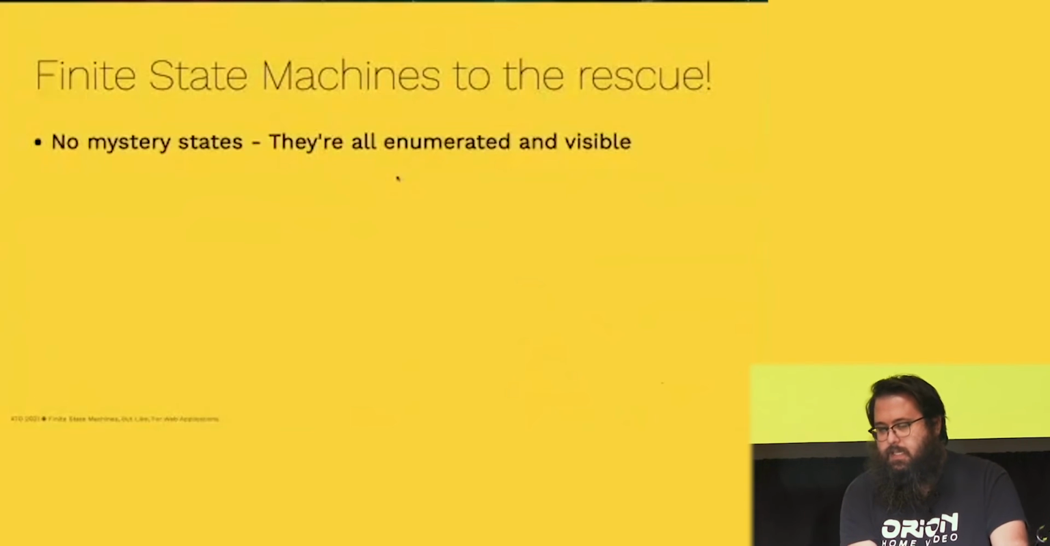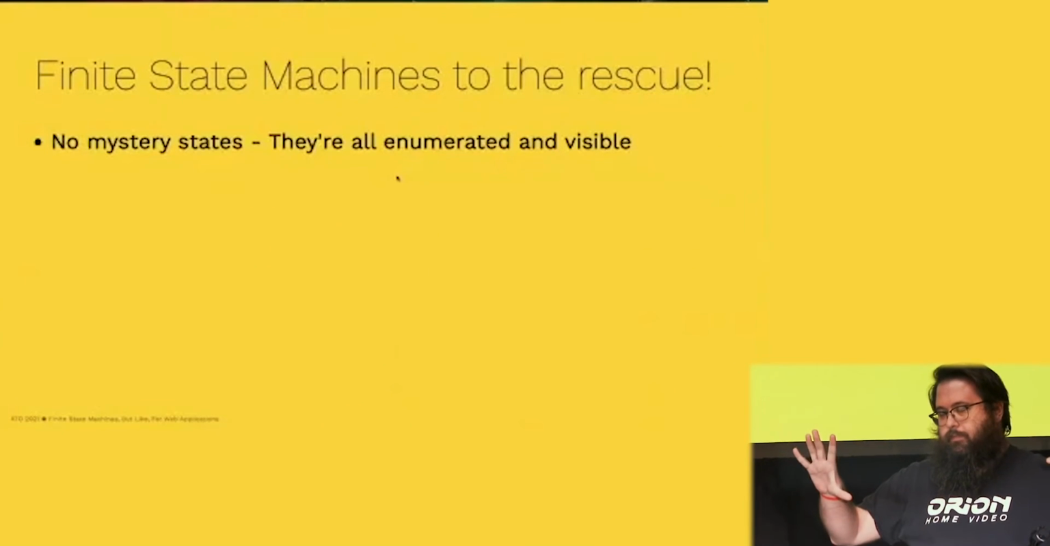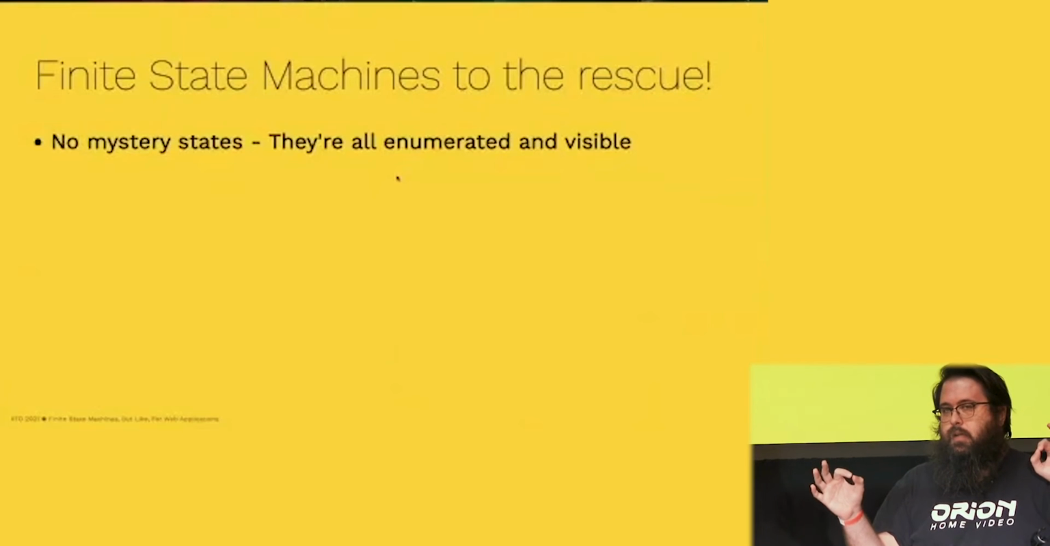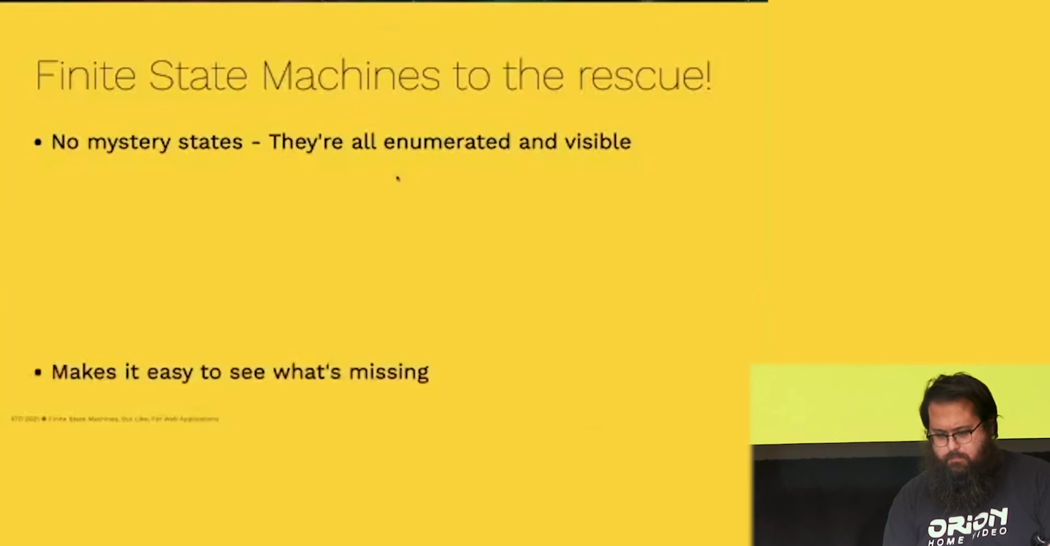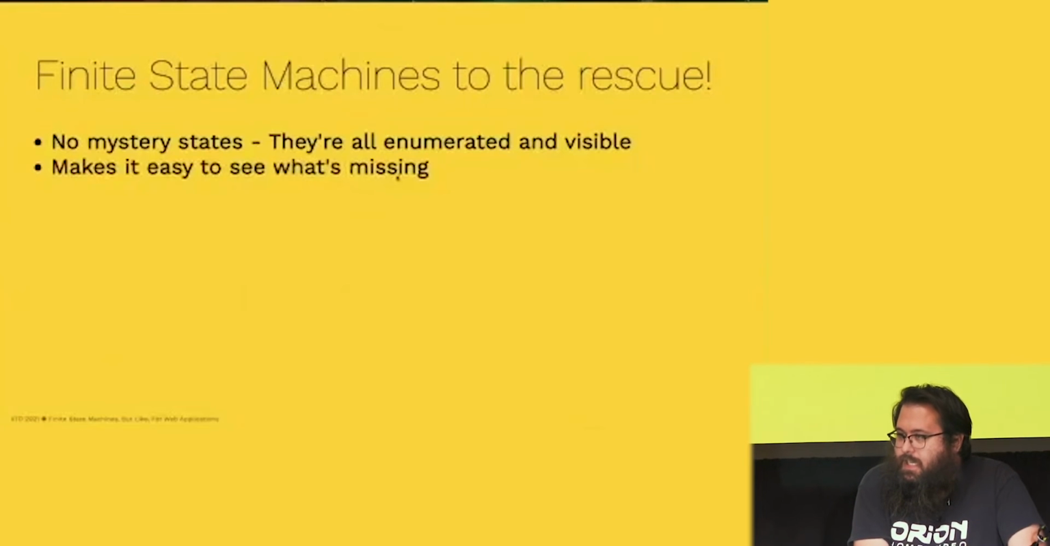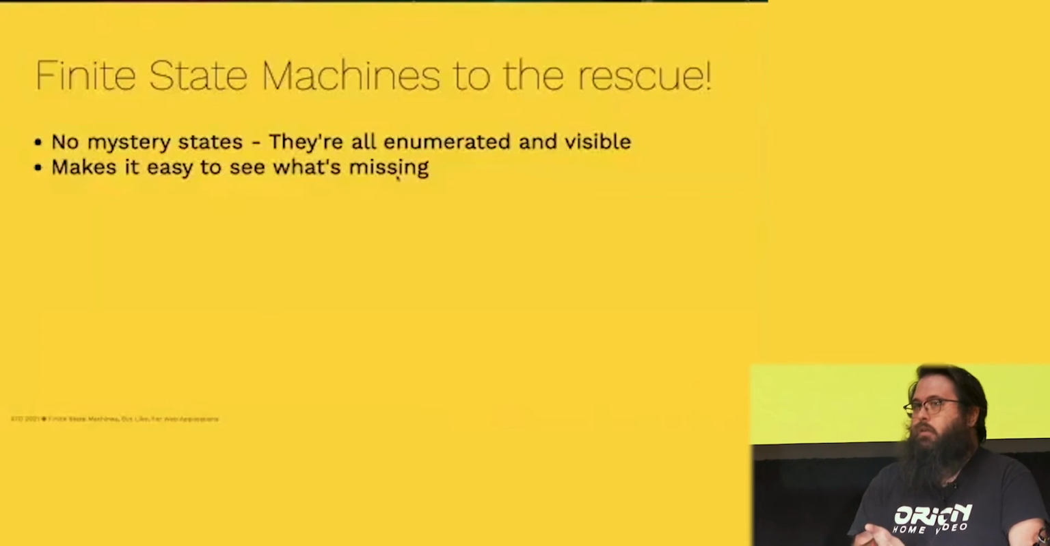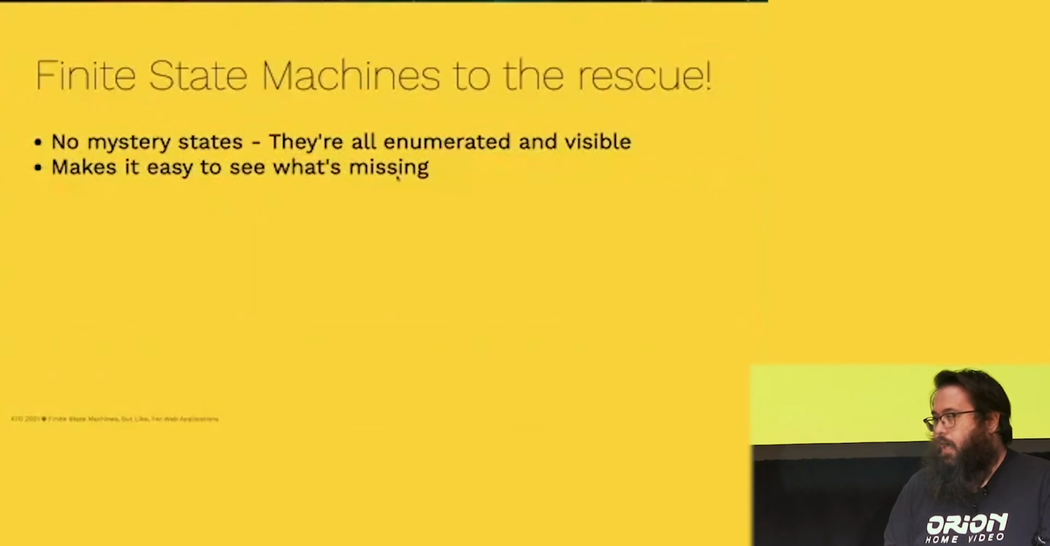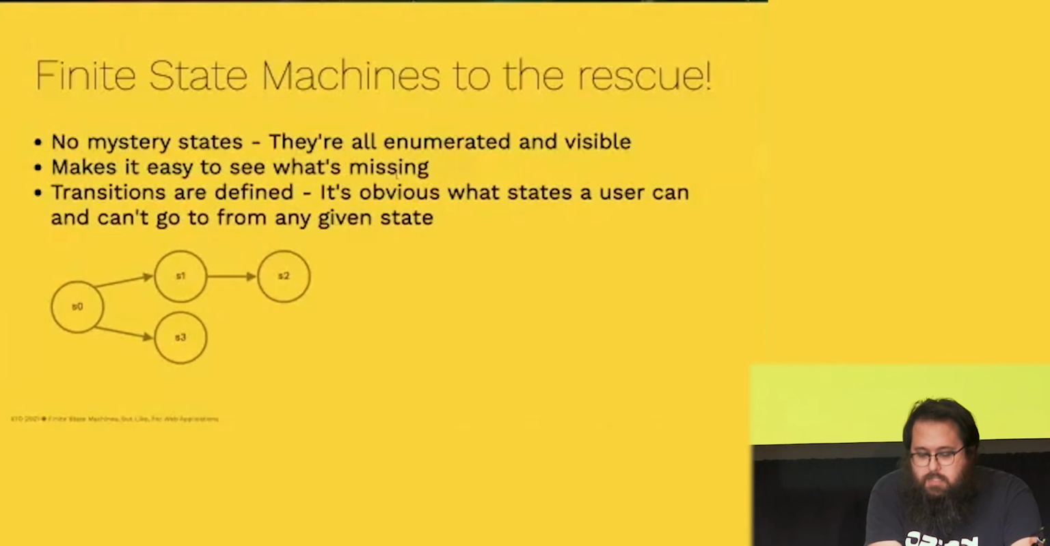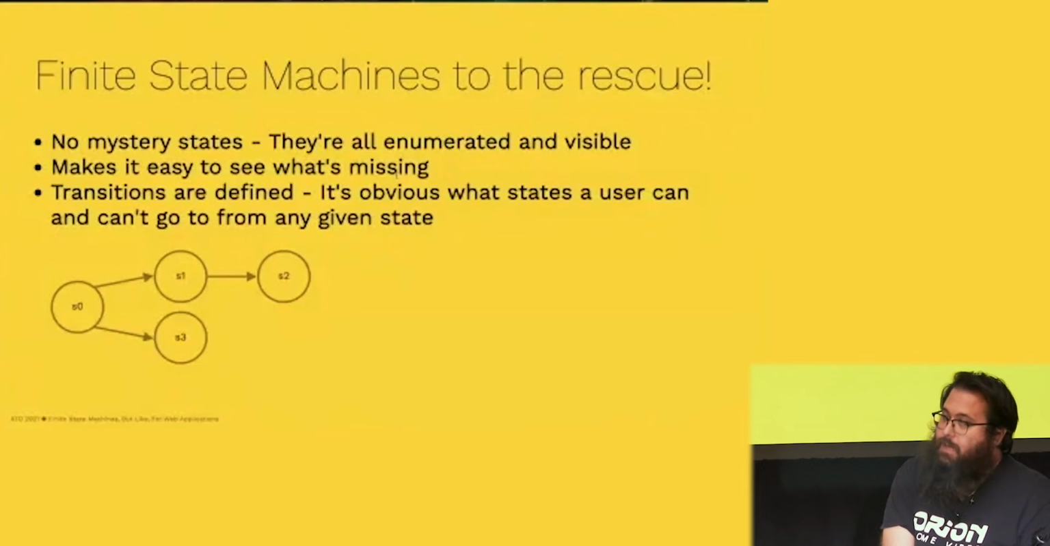Okay, so why is this good? There's no mystery states here. They're all enumerated and visible. So you saw in this diagram, the end result was that we saw every possible nook and cranny of this application. So it makes it easy to see what's missing. Once you map out this flow, you might see like, oh, I might need a page between these two nodes. Or in the example, I didn't actually model out what would happen if adding a product to the cart failed. So we might want to add that. And then also great is that the transitions are defined. It's obvious what states a user can and can't go to from any given state.